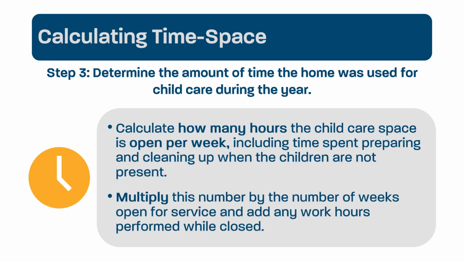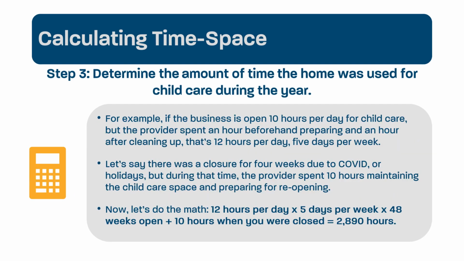Now that we know the amount of space used for childcare, we need to determine the amount of time used for childcare during the year. To do this, we calculate how many hours your childcare space is open per week, including time you spend preparing and cleaning up when the children are not present. Multiply this number by the number of weeks you were open for service and add any work hours you performed while you were closed. For example, if your business is open 10 hours per day for childcare, but you spend an hour beforehand preparing and an hour after cleaning up, that's 12 hours per day, 5 days per week.